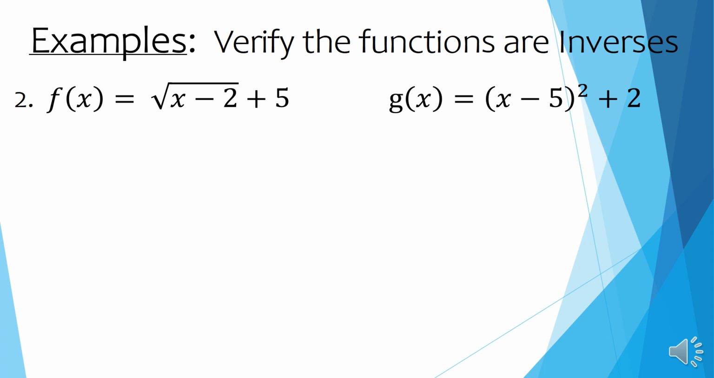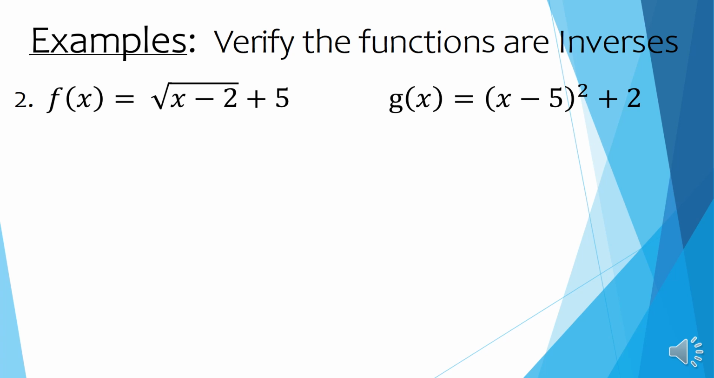Example 2, we have f of x to equal the square root of x minus 2 plus 5, and g of x to equal the quantity x minus 5 squared plus 2. So our first function is a square root function. G of x is a quadratic or a parabola because it's raised to the second power.